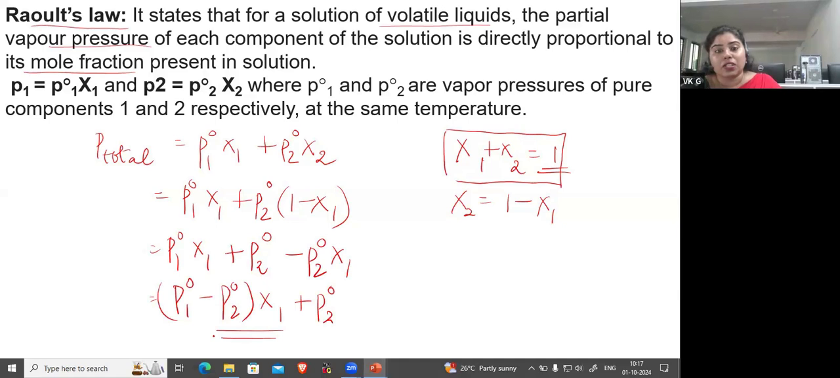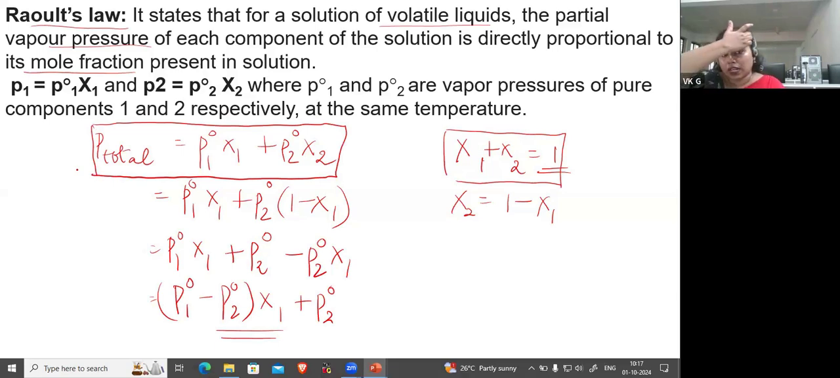If suppose in the numerical you find only one mole fraction is given, then what you do, you put it in terms of one of the mole fractions. You can write it like this, or you can go for the first form also. Anything which you feel is easy, you can use. Okay. But depending on the numericals, you have to alter the formula and write it down. But this will be the main formula: P total is equal to P1 naught x1 plus P2 naught x2. This is about Raoult's law.